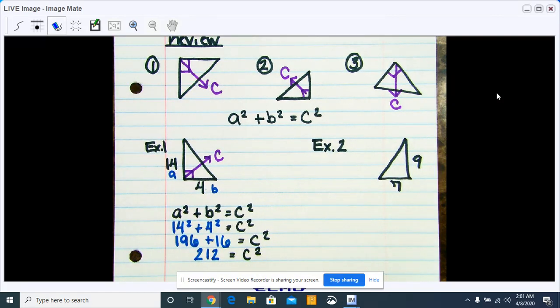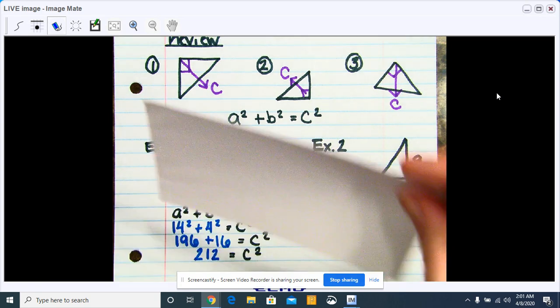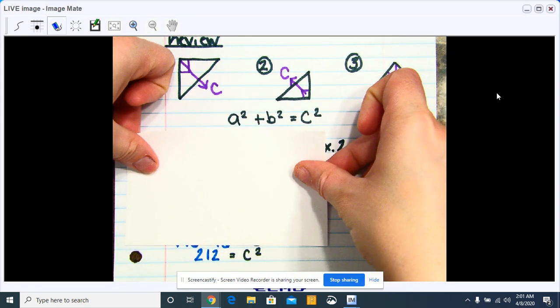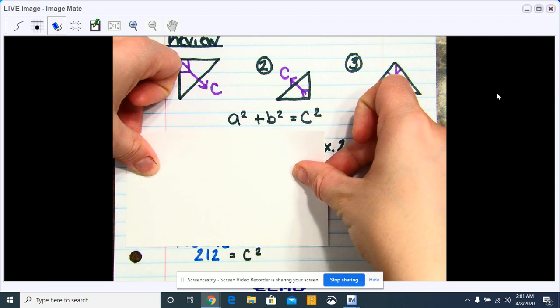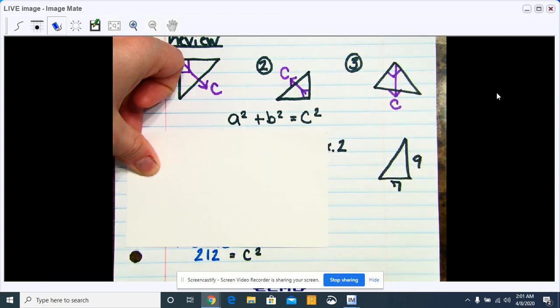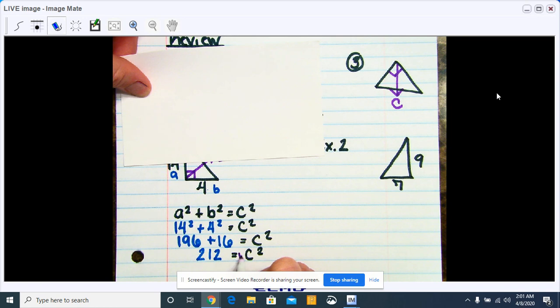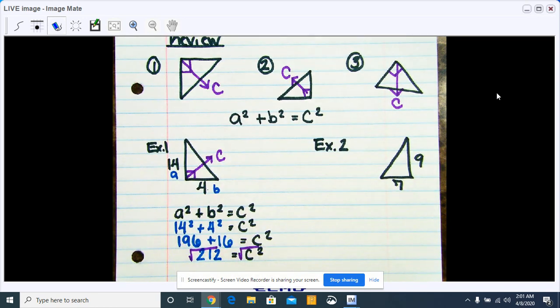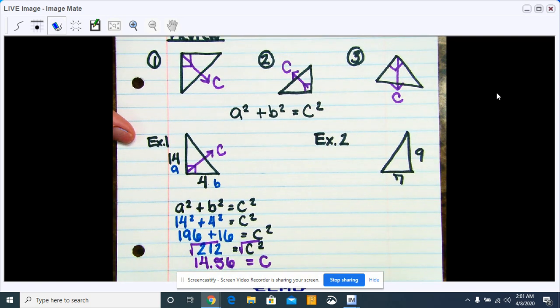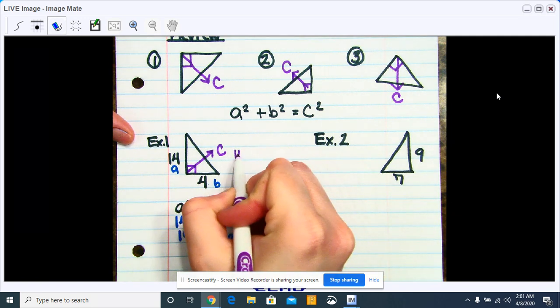So if I was to cover up everything else, if you remember our inverses squares lesson, if I said that 212 equals x squared, in this case it's c squared, remember that the inverse, or the opposite operation of squaring something, was taking its square root. So we're going to take the square root of both sides. You probably also noticed that 212 is not a perfect square, so we are going to have a decimal. The square root of 212, I'm going to round it to 14.56. And so that is equal to C. We will go ahead and leave it there. So 14.56 will be your length of C.